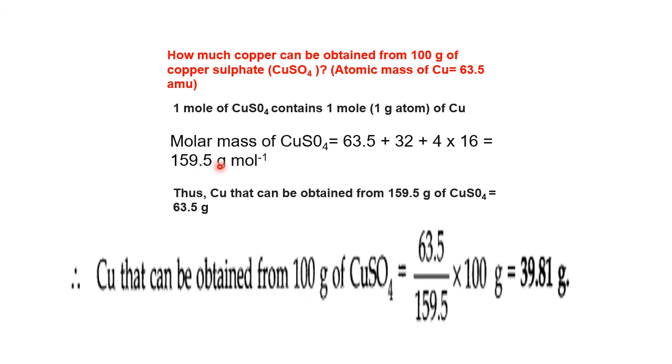159.5 gram of copper sulfate contains how many grams of copper? It is 63.5 gram of copper. 100 gram of copper sulfate contains how much gram of copper? It is 100 into 63.5 by 159.5. After simplification, how much will you get? You will get 39.81 gram. That means 100 gram of copper sulfate contains 39.81 gram of copper.